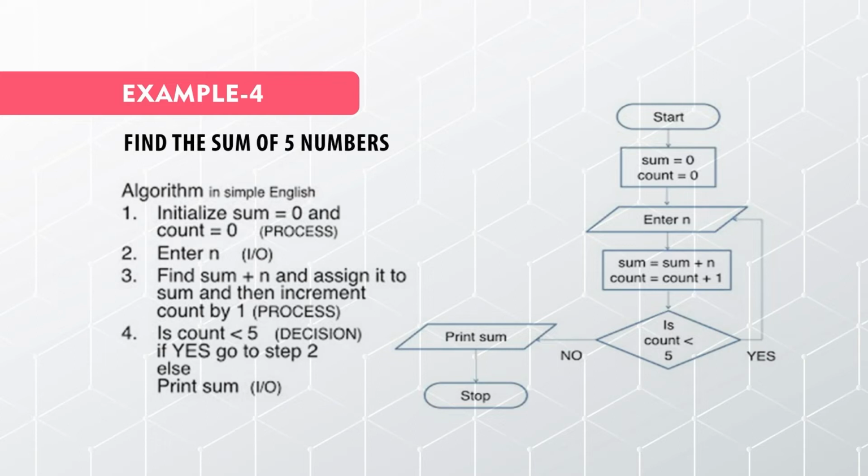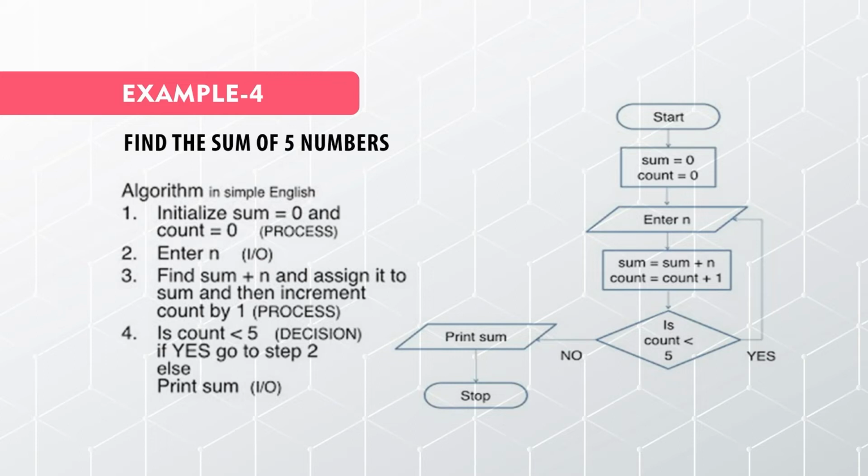Now, is 1 less than 5? Yes, it is true, 1 is less than 5. So, let us go to step 2 of the algorithm. Step 2 again requests another number. Say the user entered 2. Now, the stored value in the variable sum is 1. The new value entered by the user is 2. So, the new value of sum will turn out to be 1 plus 2, that is 3, and count will be incremented to 2. So, 2 is less than 5, again go to step 2.